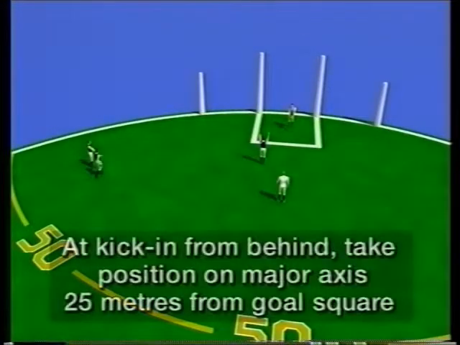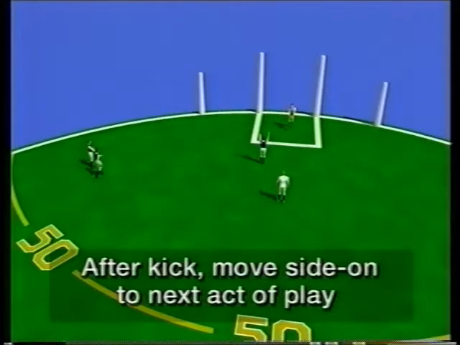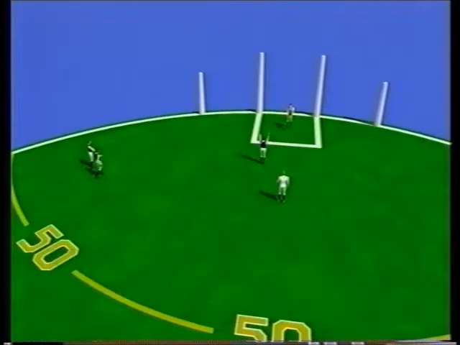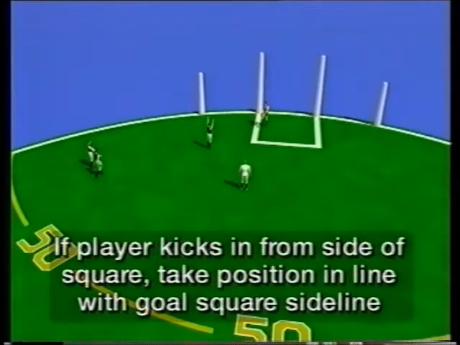At a kick-in from a behind, first take up a position on the major axis 25 metres from the front line of the goal square. After the kick, move side-on to the next act of play. If the player kicks in from the side of the goal square, take a position in line with the goal square sideline on the side from which the player kicks.